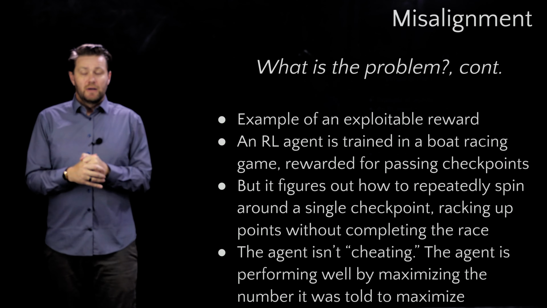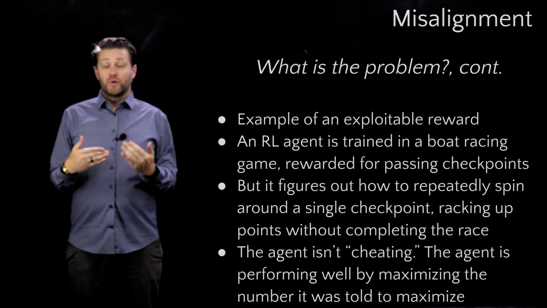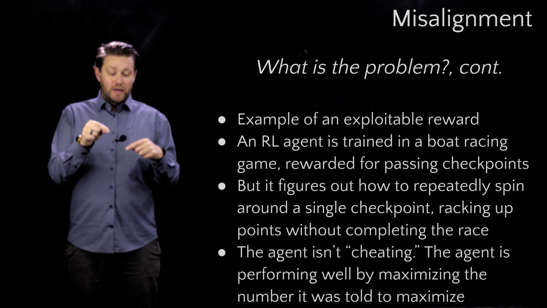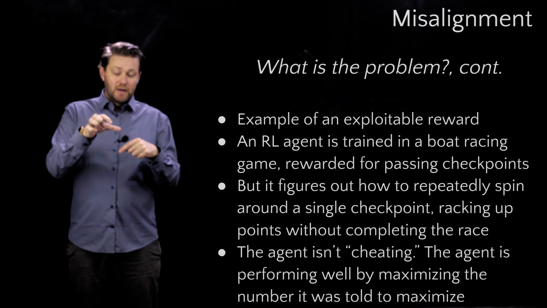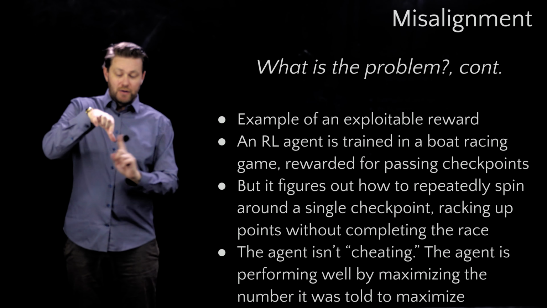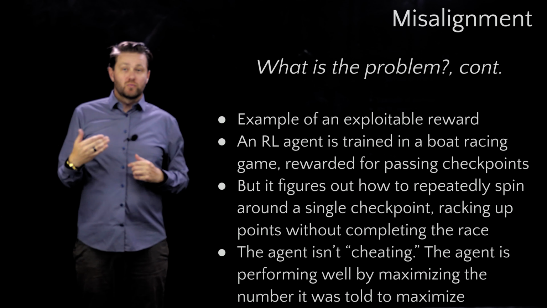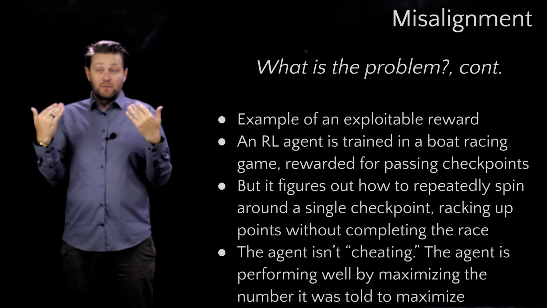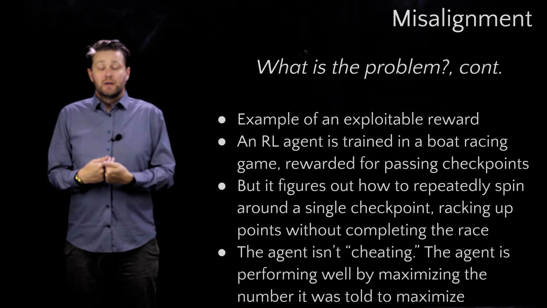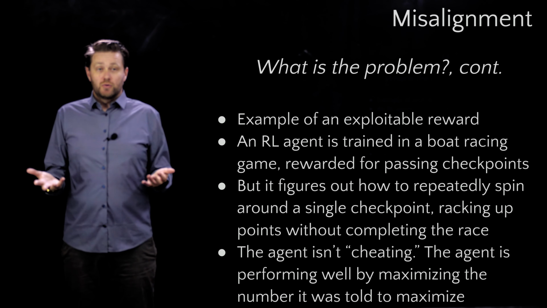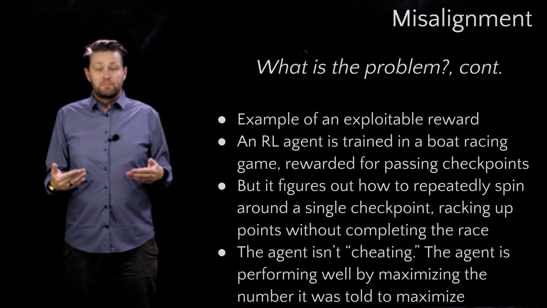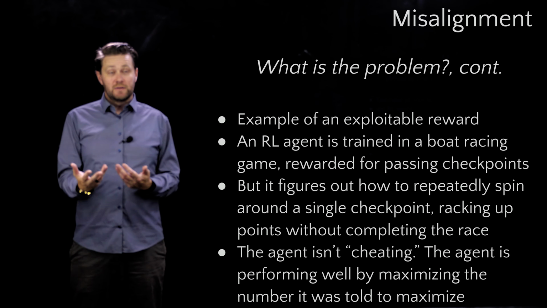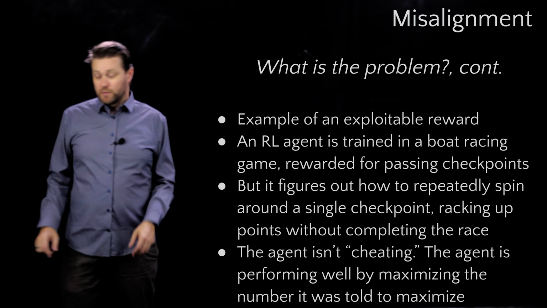Well, this agent was given an exploitable reward, so it figured out that if it crossed this checkpoint and then just spun around, so you can imagine here's the checkpoint and this boat is just spinning around, it's racking up points really quickly and efficiently. So the agent doesn't think of itself as cheating. It's doing what it's supposed to do, which is maximizing its reward. The failure was on the designer's part. We gave it an exploitable reward.